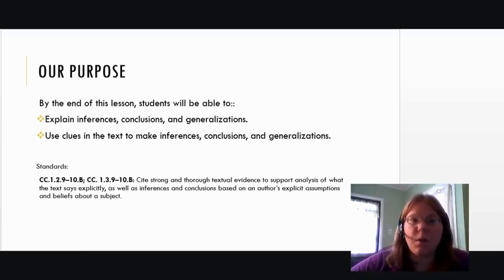This is probably one of the most important lessons to learn for the Keystone, because almost every question that they ask you is going to require you to make an inference, a conclusion, or a generalization. So pay close attention to this.